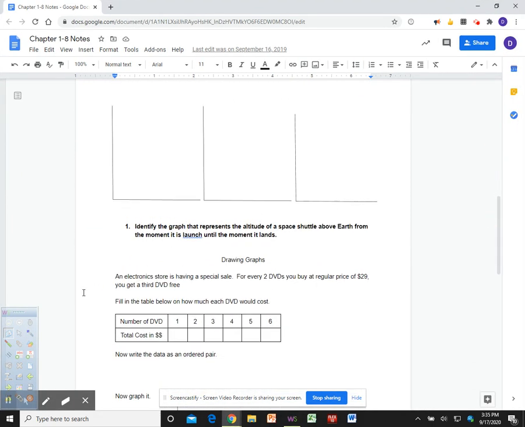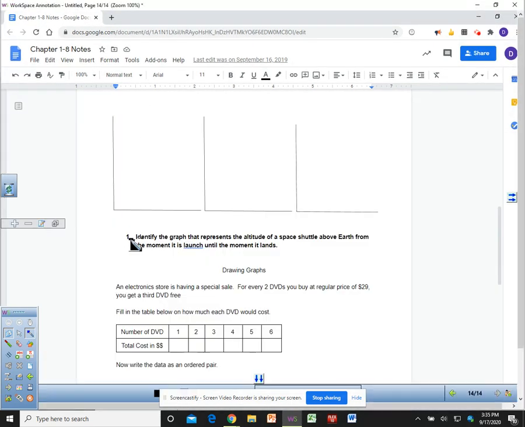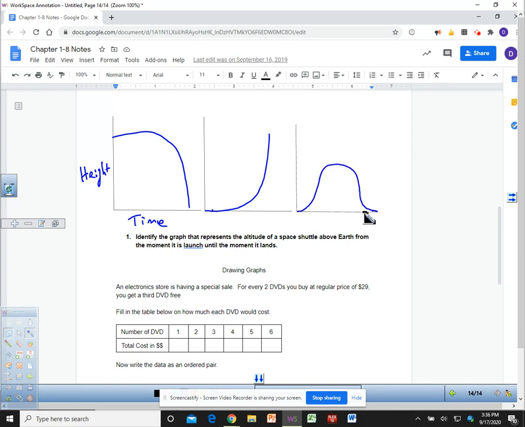This one obviously doesn't have graphs, so I'm going to draw them in real quick. Identify the graph that represents the altitude of a space shuttle above Earth from the moment it is launched until the moment it lands. So we're going to go time, and I'm going to go height. We'll start with this one, we'll go with this one, and then we'll go with this one, like that.